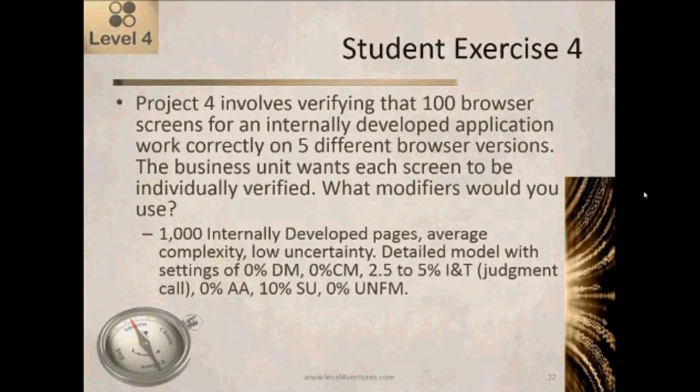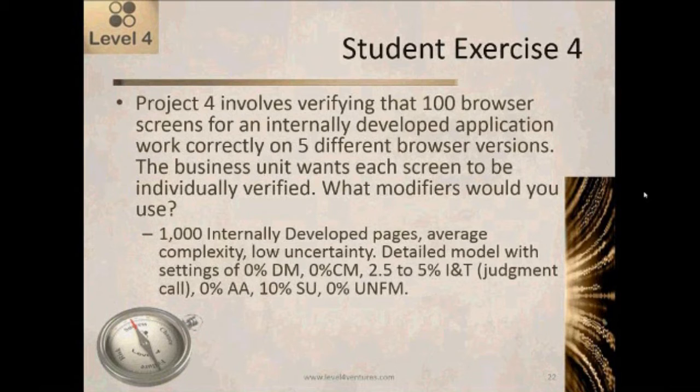I would set AA to 0% because there's no question about what we have to do here. I would put the SU setting down to 10% on the assumption that we don't really care about the underlying structure of the code and so on. We're not going to have to get into there. We're not really worried about understanding the business logic on the pages. All we really have to do is just go through and make sure that they're functioning correctly. So I'm going to set that low.